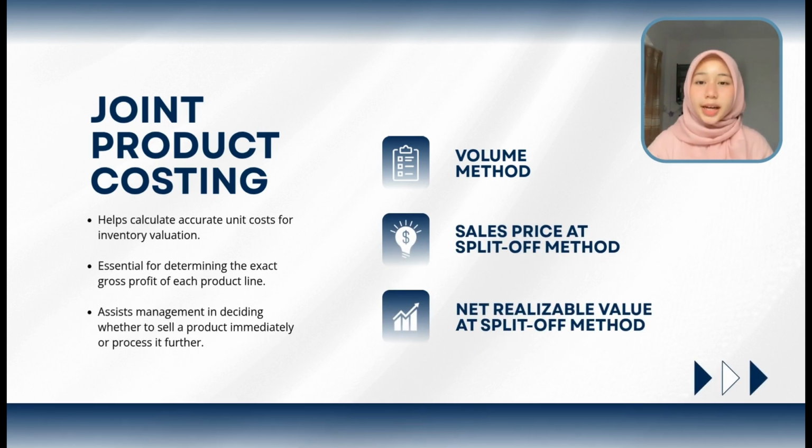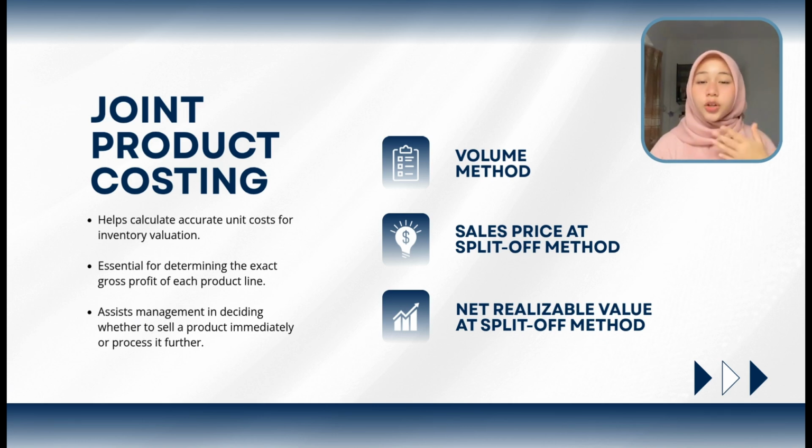Okay, before we dive into the calculations, let's first look at why joint product costing is essential for businesses. There are several core purposes. First, it helps calculate accurate unit cost for inventory valuation. Second, it is essential for determining the exact gross profit of each specific product line. And the last one is, it assists management in making decisions, whether to sell a product immediately at the split-off point or process it further for a higher market value.